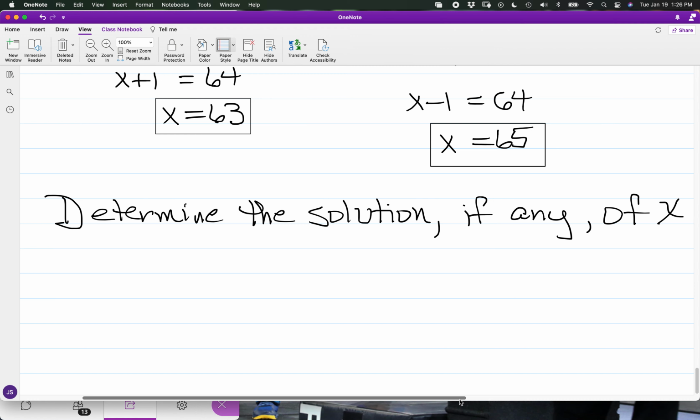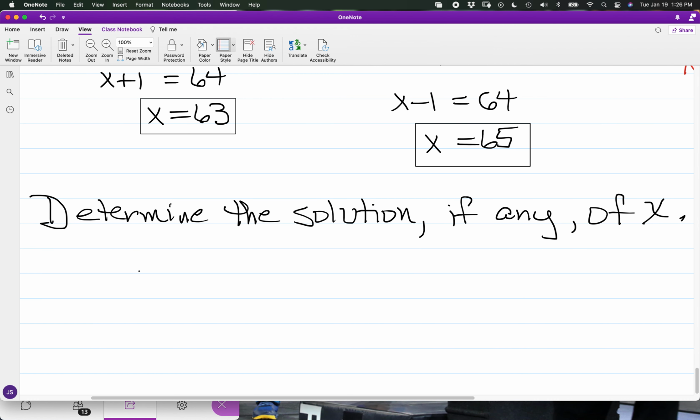Okay, so in terms of determining the solution, if any, of x, let's say in the first, let's say that we have the square root of x plus 5 is equal to 4. And then we'll say that we have the cubic root of x plus 7 is equal to negative 4.